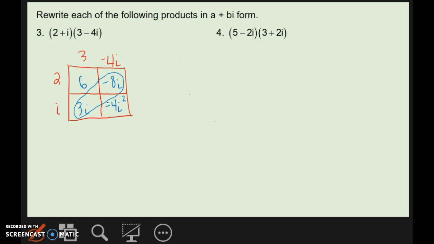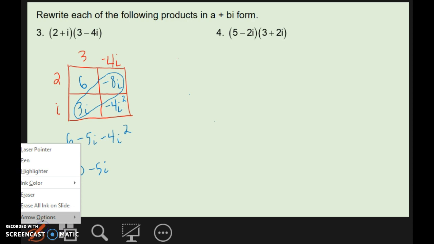But when I take these pieces out, I'm going to have 6. This is going to become 3 minus 8, which is negative 5i. And then negative 4i squared, I'm just going to write that negative 4i squared, and we'll change it in a second. This will become a positive 4, because i squared will become negative 1 times a negative 4. So putting those together, the 4 here with the 6 here would give me a 10, and then minus 5i. Again, a complex number for my final result.